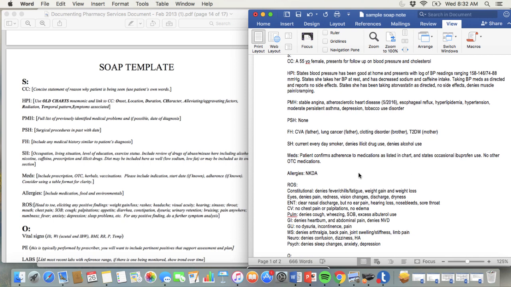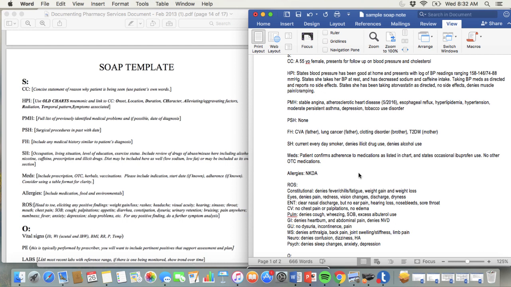Allergies are always important to list. This patient does not have any allergies, but it's still important. Even when things are negative, they can still be pertinent, so it's still pertinent to list that there aren't any allergies. Then you have the review of systems.